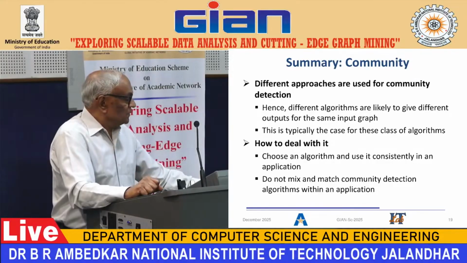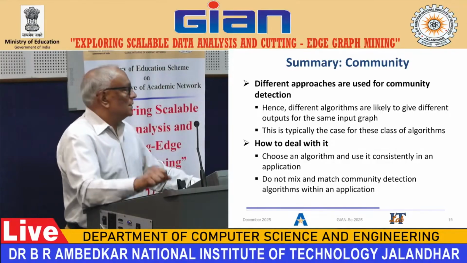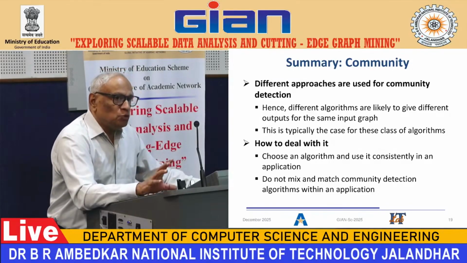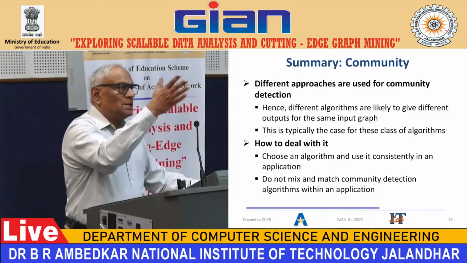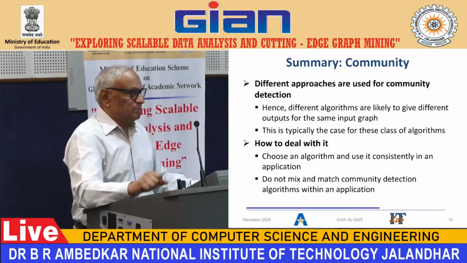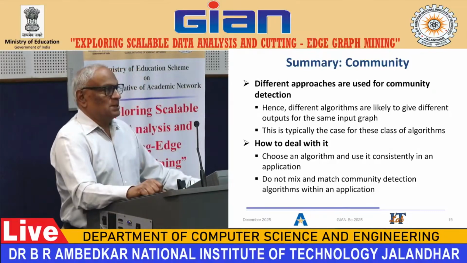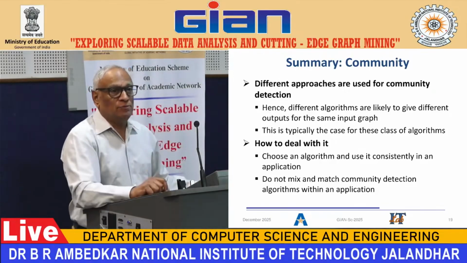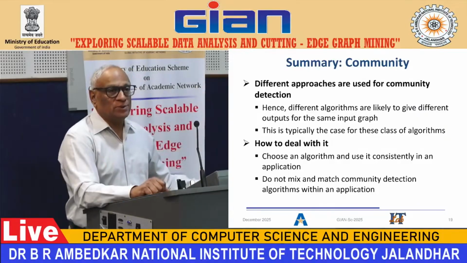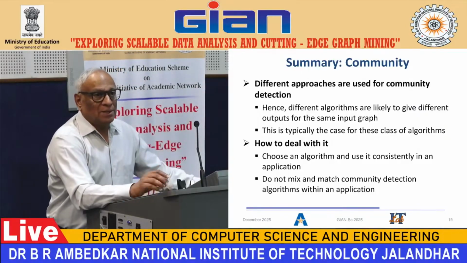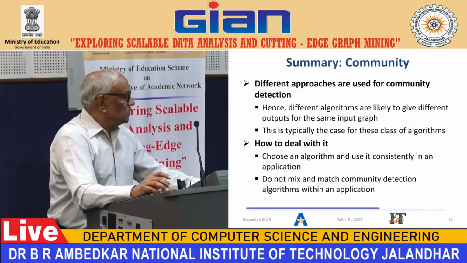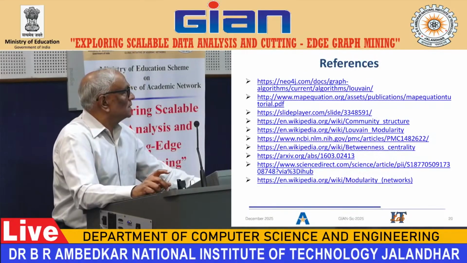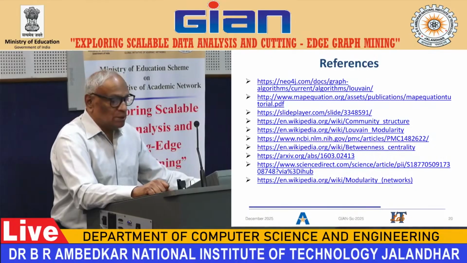Then how do you deal with it? The way to deal with it is to choose one algorithm and use it consistently in an application. As long as you use the same algorithm for all the community detections in this application, you are fine. Don't mix and match. Don't use one community algorithm for one step and a different one for another step, because then you are likely to get results that are not consistent and not very useful. So this is what you need to keep in mind. Here are some references if you want to look things up. Any questions on community?